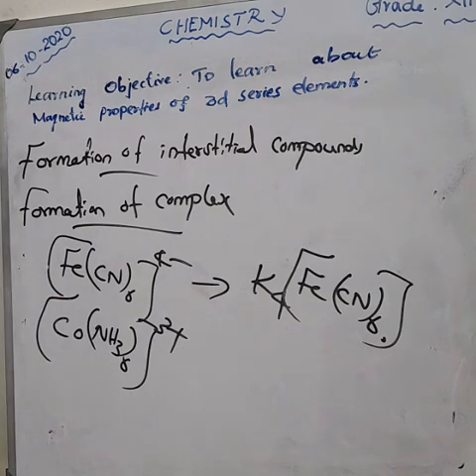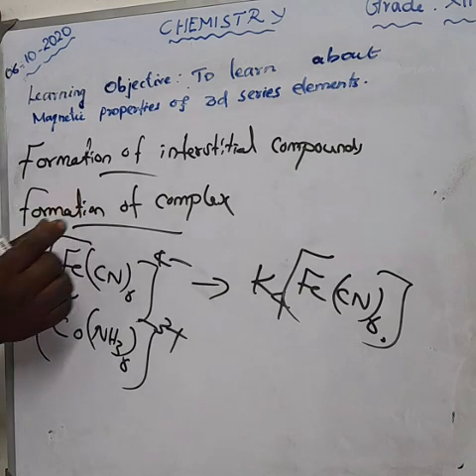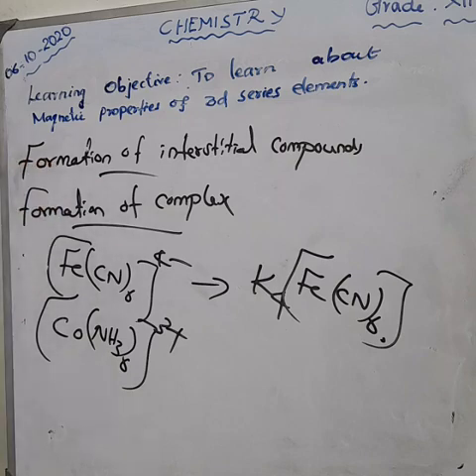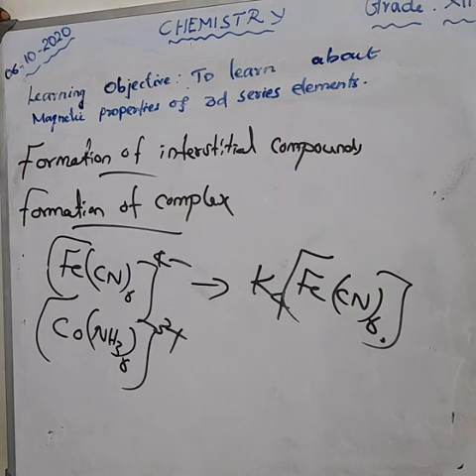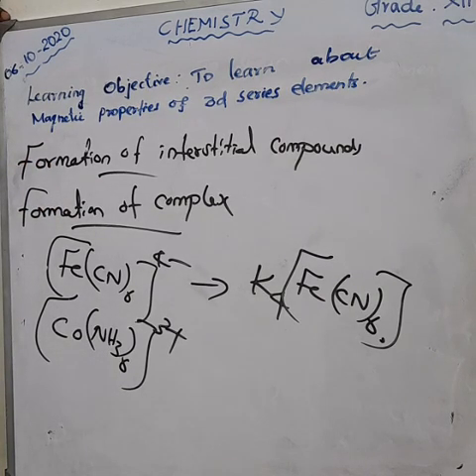Here, transition elements have the capacity to form coordination compounds with species that have the ability to donate an electron pair to form a coordinate covalent bond. Which bond? Coordinate covalent bond. That is, that compound can donate a pair of electrons. That we call a coordinate covalent bond.